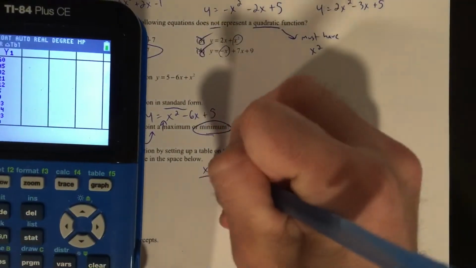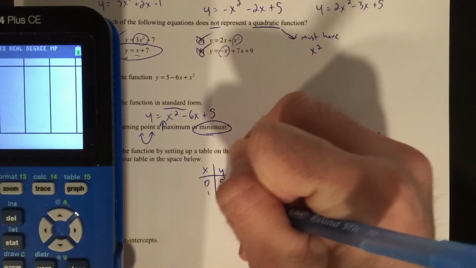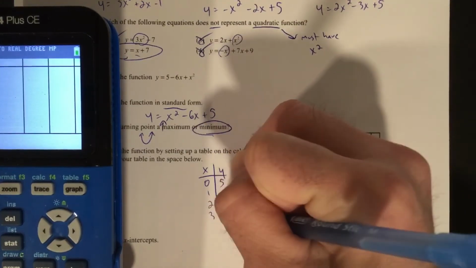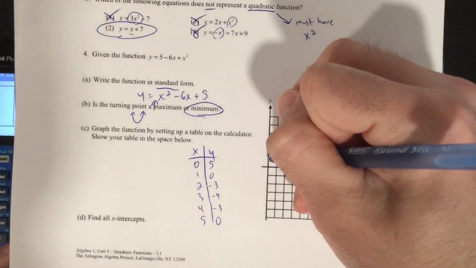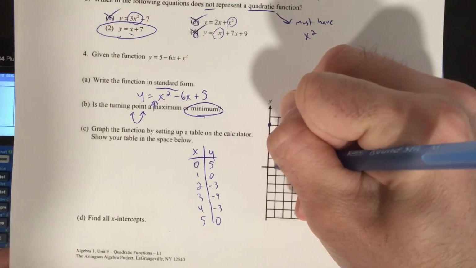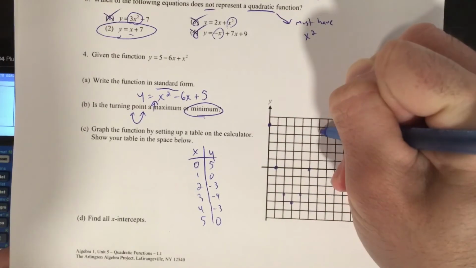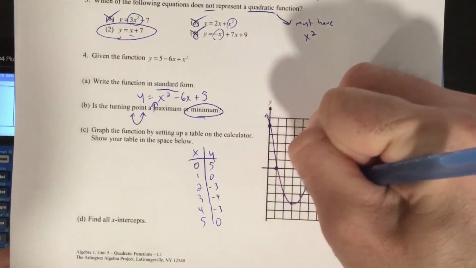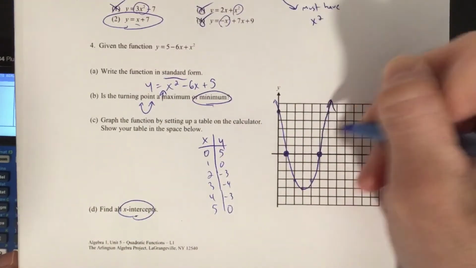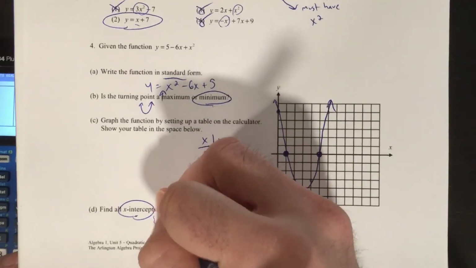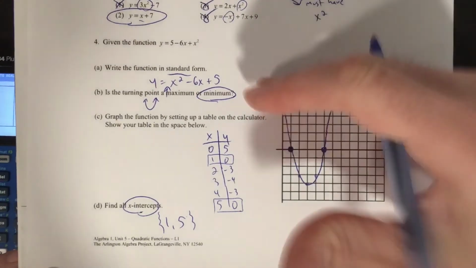So it looks like I have my x and my y values. The first number I can do here is 0, 5, 1, 0, 2, negative 3, 3, negative 4, 4, negative 3, 5, 0. I'm going to plot these points. 0, 1, 2, 3, 4, 5, 1, 0, 2, negative 3, 3, negative 4, and then we have that symmetry there. Connect our points. And then it wants all the x-intercepts. Again, points where it crosses the x-axis. So that would be 1 and 5. We could also look at that. That's where y is equal to 0 on the table there, which is what you guys did in Monday's class.